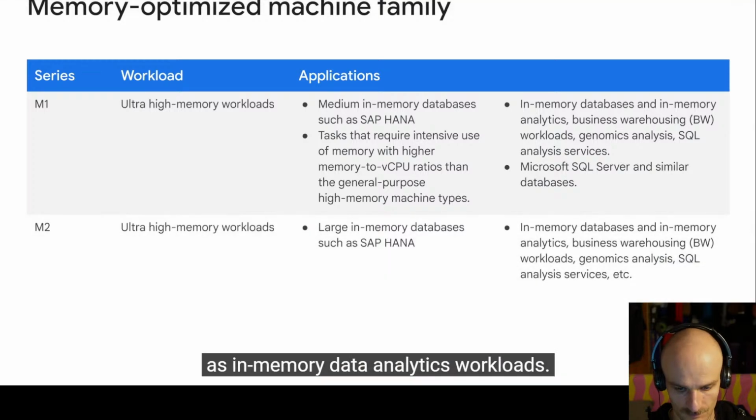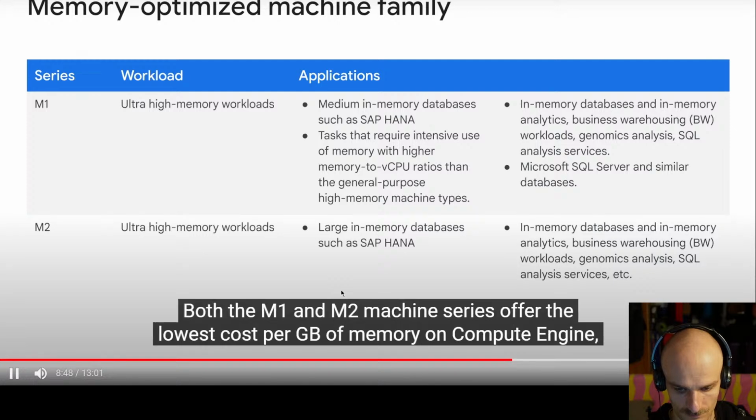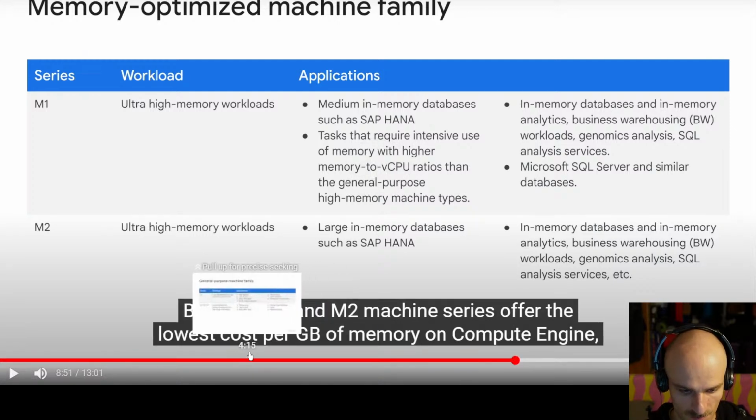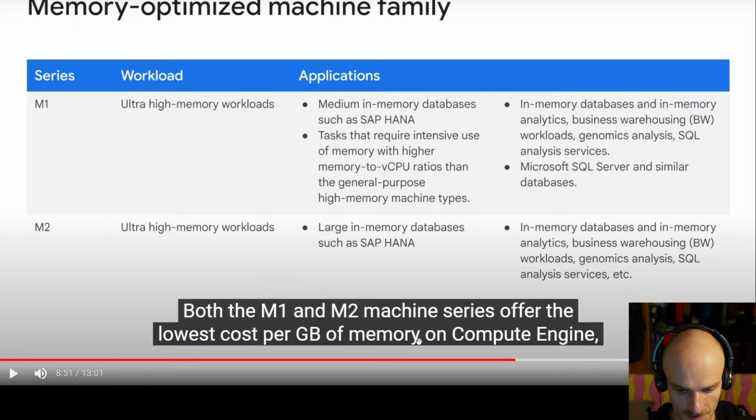These machine series are well suited for large in-memory databases like SAP HANA, as well as in-memory data analytics workloads. Both the M1 and M2 machine series offer the lowest cost per gigabyte of memory on Compute Engine. So here we have lowest cost per gigabyte.